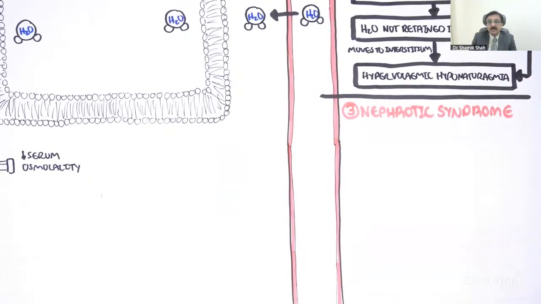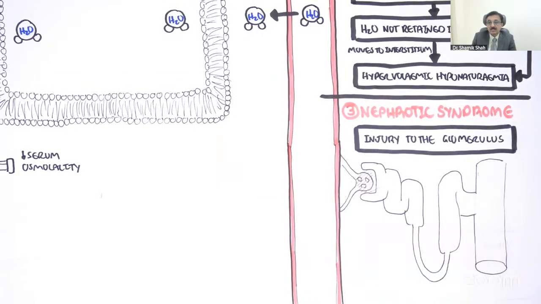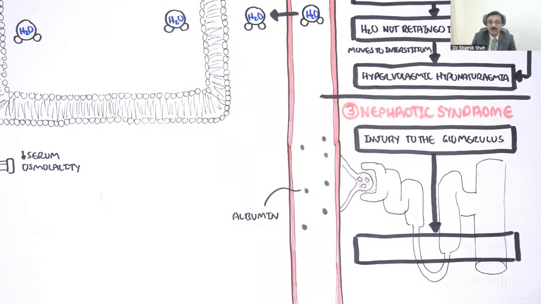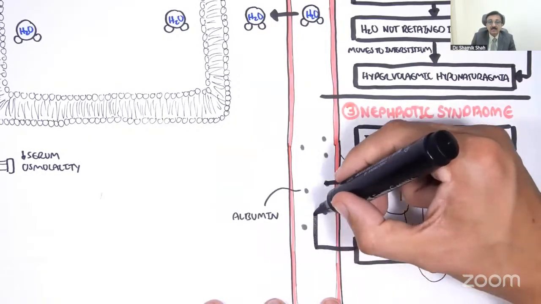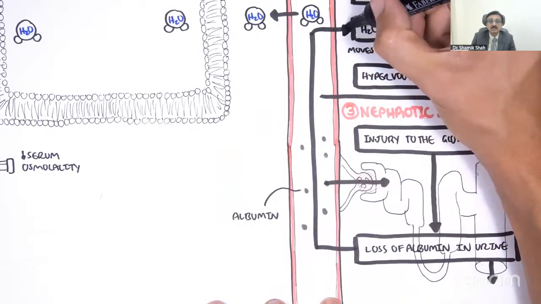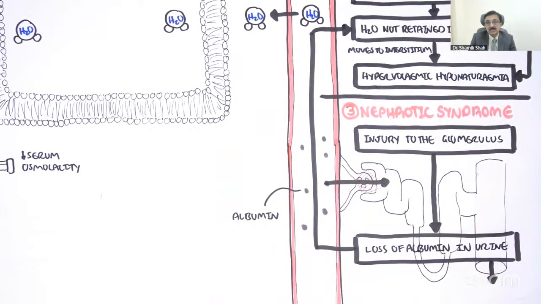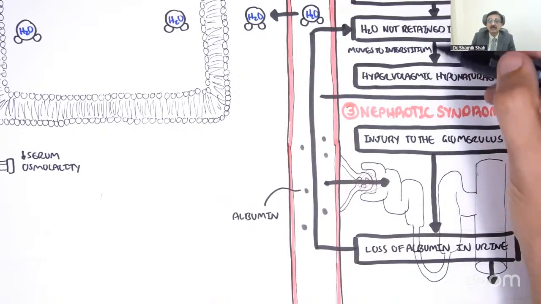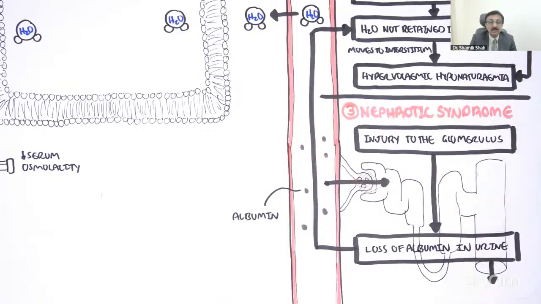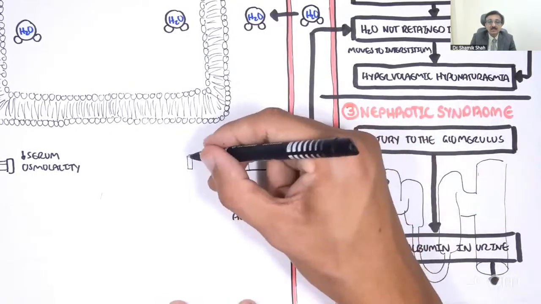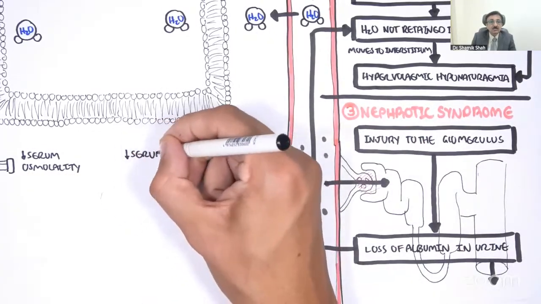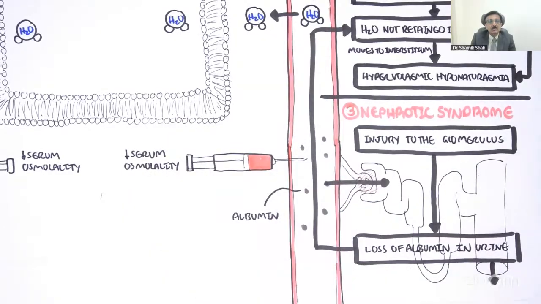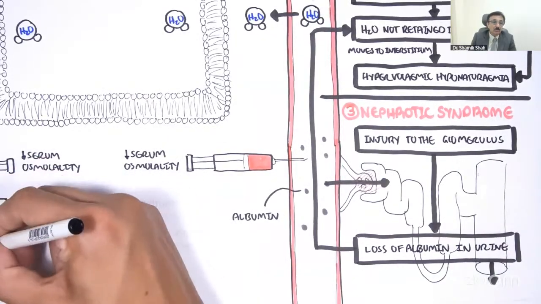The third important clinical condition which we see is nephrotic syndrome. In nephrotic syndrome, we know there is an injury to the glomerulus, and therefore there is a leakage of protein in the urine, loss of albumin in the urine. When there is loss of albumin in the urine, of course the albumin in the blood vessels goes down, and again we see the same kind of mechanism that we saw in liver failure, that water moves to the interstitium, and we see a hypervolemic hyponatremia. So in this condition, again, the serum osmolality will be low.